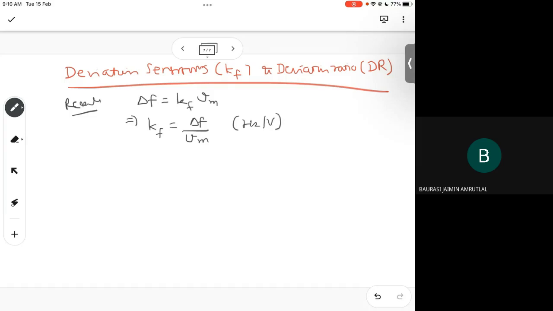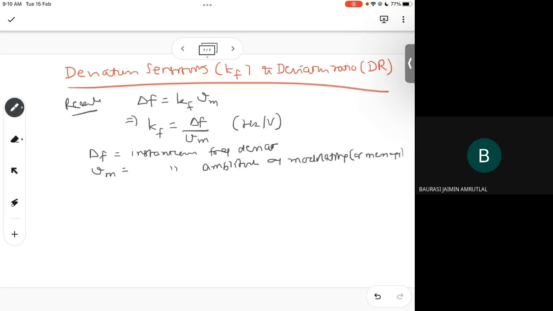We define deviation sensitivity as the ratio of the instantaneous frequency deviation to the instantaneous amplitude. So again, what is delta f? It is the instantaneous frequency deviation, which is in Hertz, and Vm is the instantaneous amplitude of the modulating or message signal. So the last parameter which we are going to discuss is the deviation ratio.